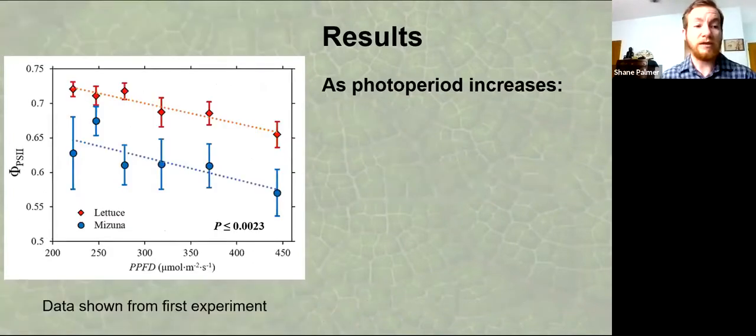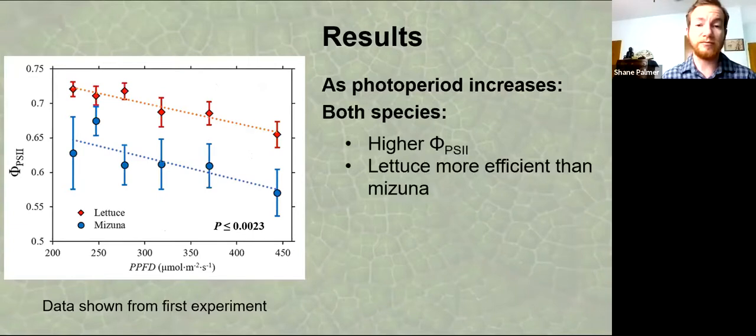So now we're looking at the quantum yield of PS2. As I mentioned, this is a measure of photosynthetic efficiency. As you extend the photoperiod, and in this case it's being graphed against rising PPFD, because this is going to be more of a response to the light intensity than it is to the photoperiod. So longer photoperiods with lower light intensity have higher quantum yield of PS2.